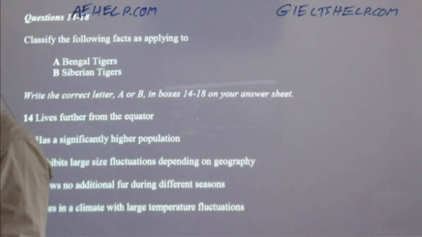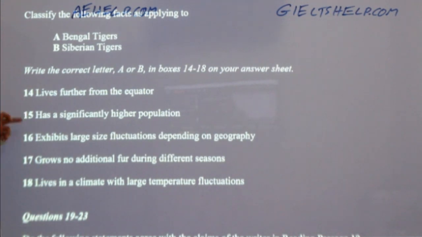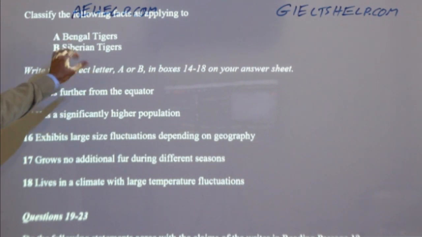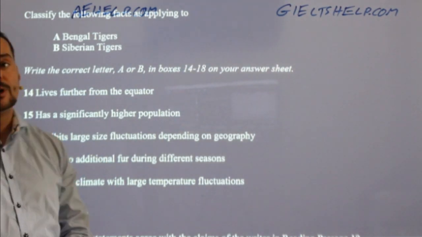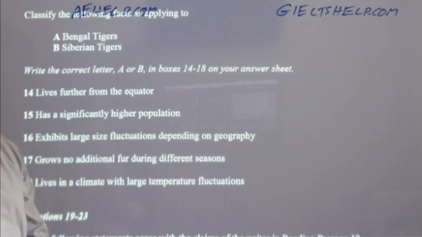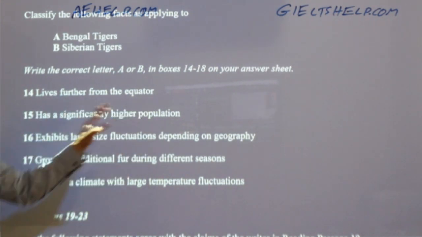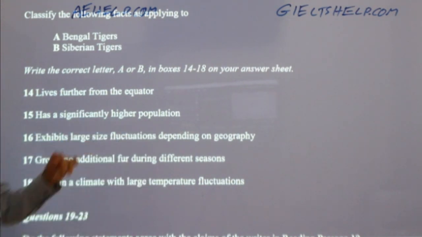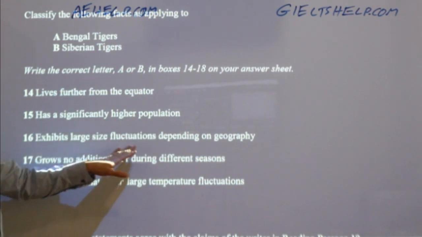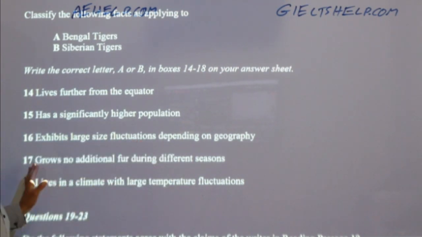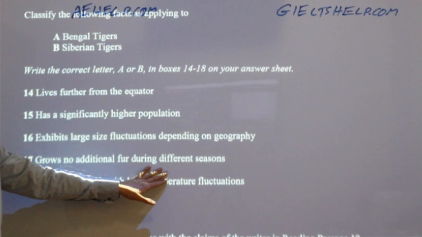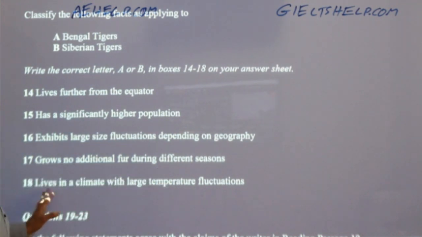So this type of question, you have 5 statements where we're going to match them with either Bengal or Siberian tigers. All of this information will be somewhere in the passage, so it's a good type of question to review and read before the passage. Number 14 lives further from the equator. 15 has a significantly higher population. 16 exhibits large size fluctuations depending on geography. 17 grows no additional fur during different seasons and lives in a climate with large temperature fluctuations.